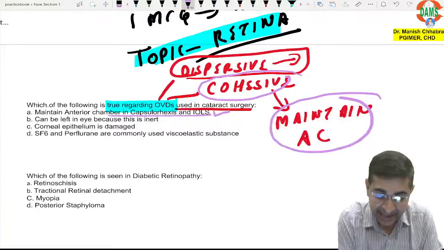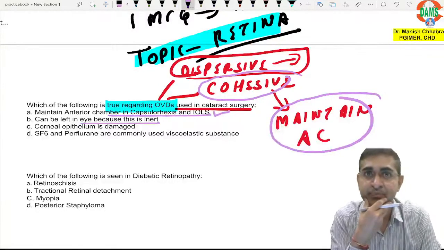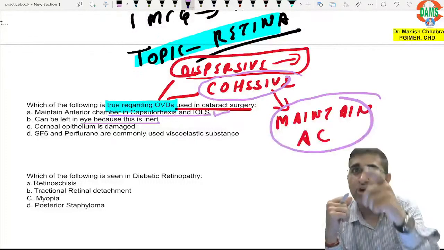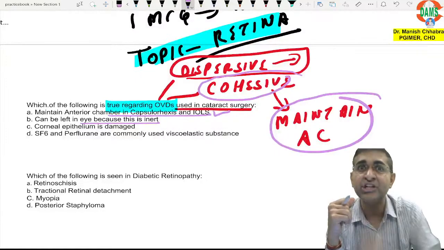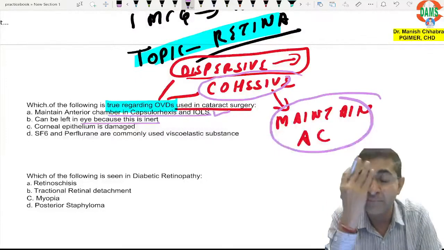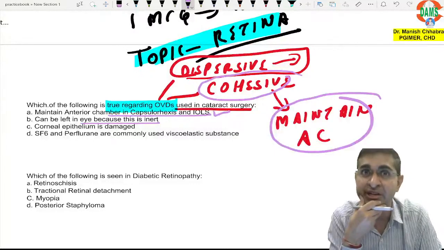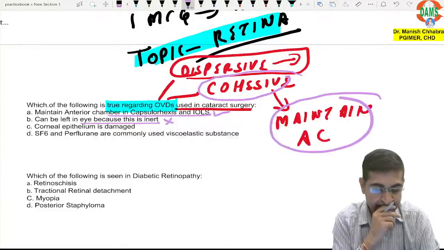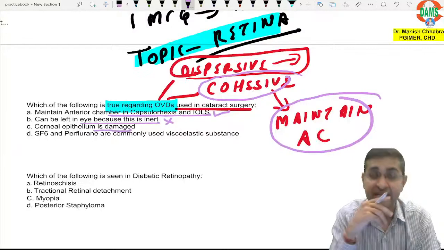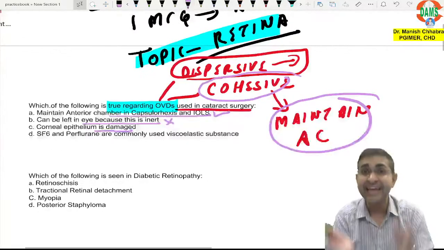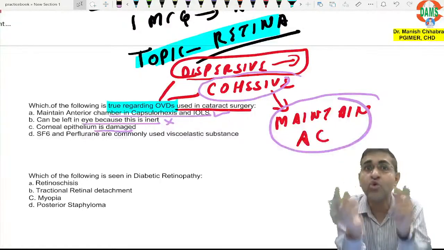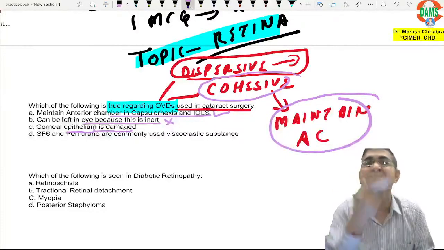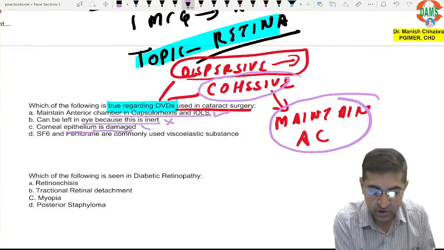Next option: it can be left in the eye because this is inert. This is a highly viscous substance. You cannot keep it in the eye because post-operatively it will lead to raised intraocular pressure and the patient may complain of severe pain in the eye. So this is an incorrect option. Then, corneal epithelium is damaged. I just told you that it helps in preventing damage to corneal endothelium. They are talking of corneal epithelium, which has nothing to do with it. This is also an incorrect option.